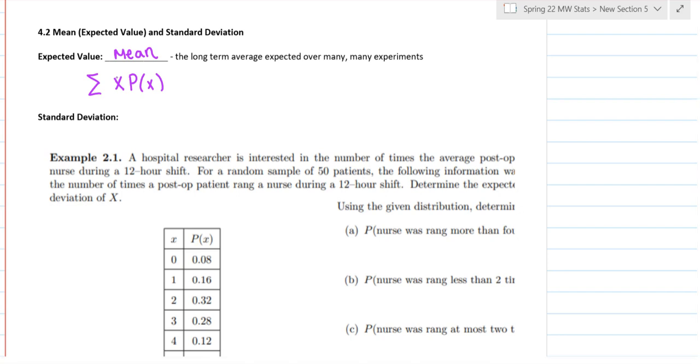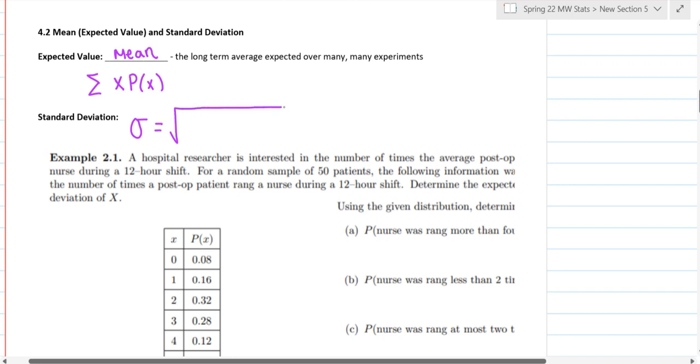The standard deviation in a probability distribution is going to be this formula here. So you have the square root of the sum of x squared times p of x minus the mean squared. And then the variance is the standard deviation squared.